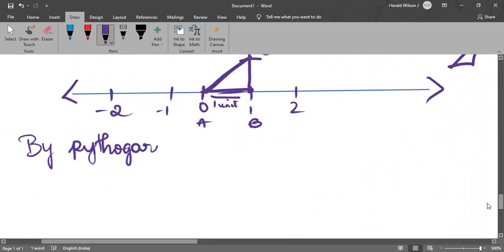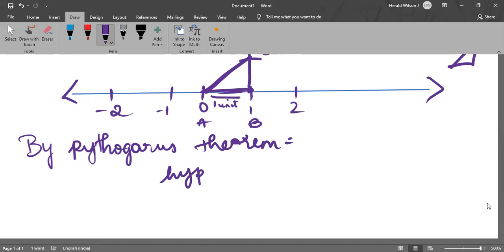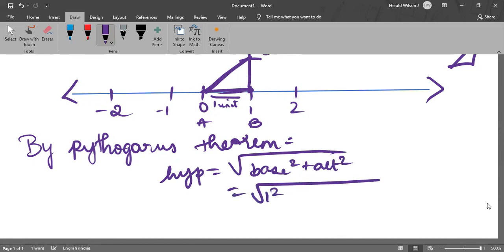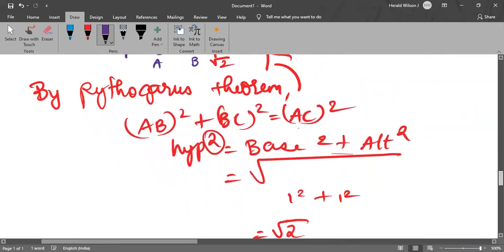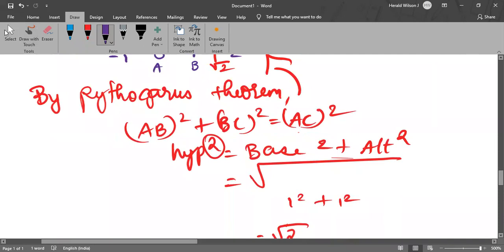By Pythagoras theorem, what is Pythagoras theorem? Hypotenuse is equal to root of base square plus altitude square. So this is equal to root of base is 1 square plus altitude is 1 square, which equals root of 1 plus 1, which equals root 2. That's how I got my hypotenuse as root 2. Now is it clear? I think the last time I confused you. I'm so sorry. It just didn't come out properly.